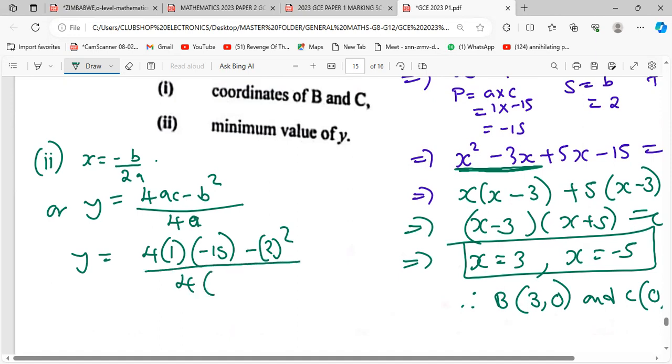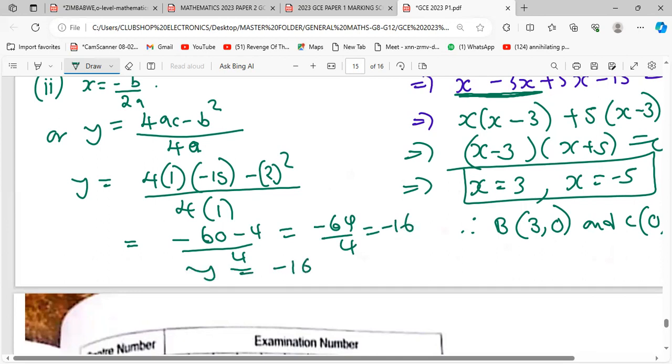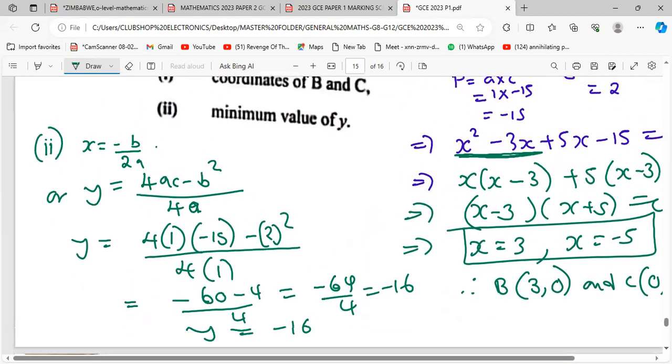Divided by 4A. We said our A is 1. All right, so this is negative 60 minus 4, divided by 4. This will give you negative 64 divided by 4. That is negative 16. So y is equal to negative 16, and that is the minimum value.